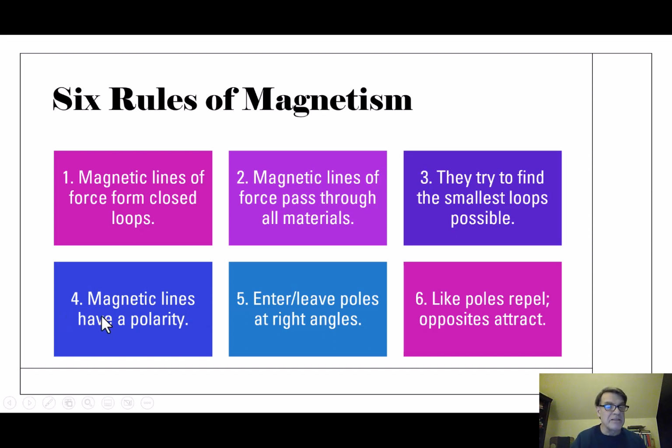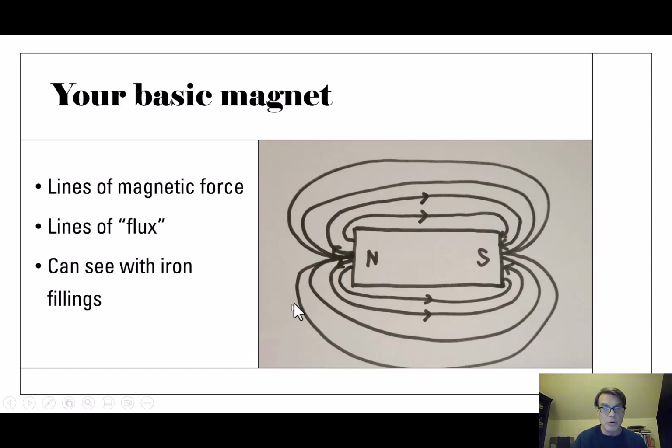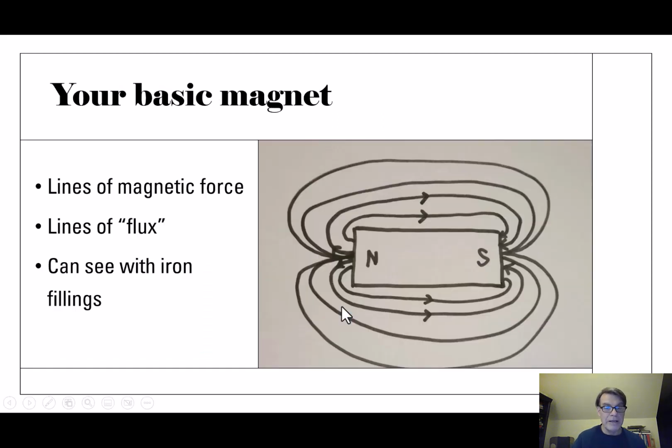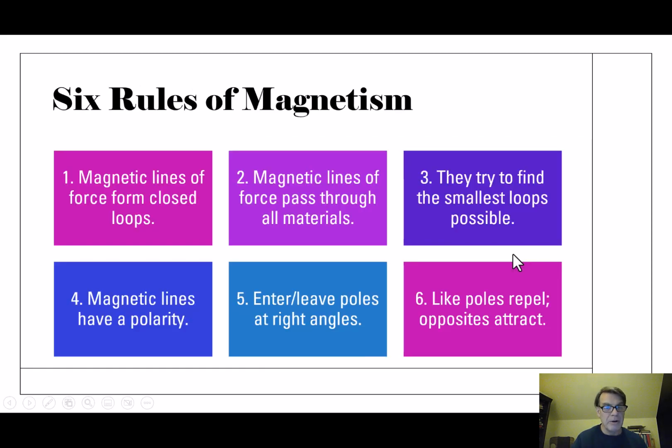4, magnetic lines have a polarity. There is a north pole, there's a south pole. It comes out and it goes in. So there is a polarity. The poles have an orientation, as it were, in relation to the magnetic field. 5, they enter and leave the poles at right angles. So you see, they come out at right angles. They may immediately go a little bit circular, or elliptical at least, but they come out of the poles and go into the poles at right angles.